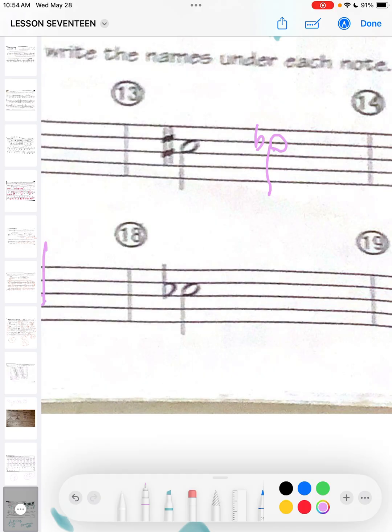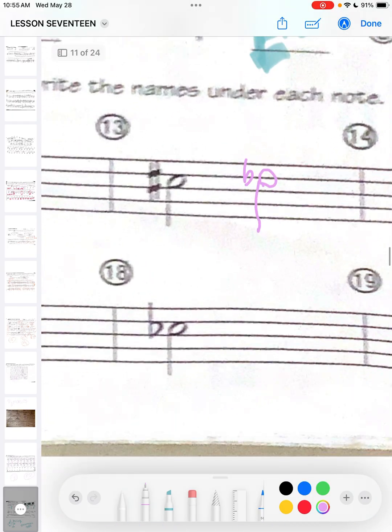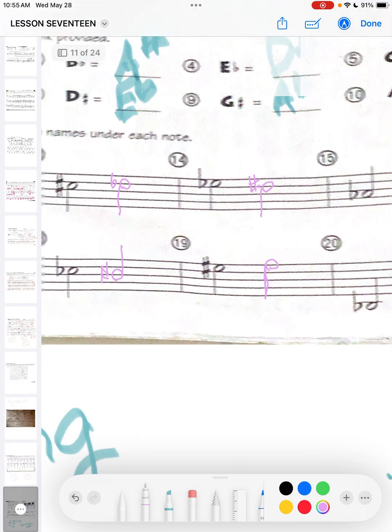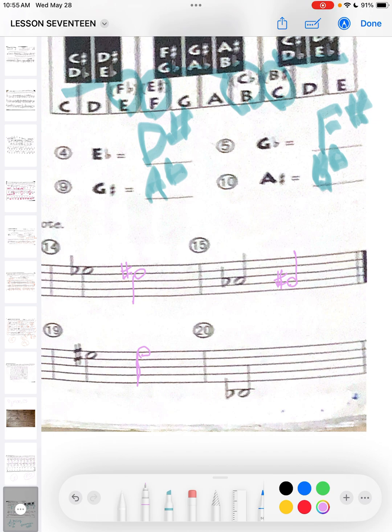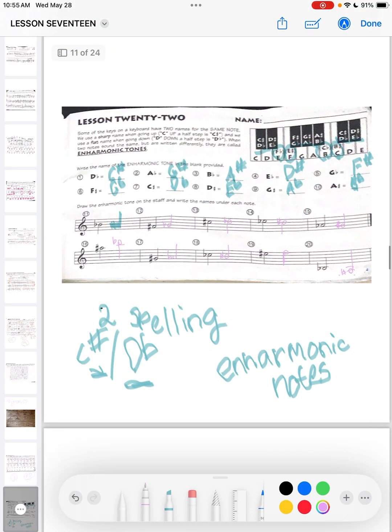C flat is the same as, dog it, trick me up, B natural. Should know that, B natural. We don't think of it, but it's B natural. E sharp, that's the same as F. And for B flat, the same is going to be A sharp. So that is the rule.